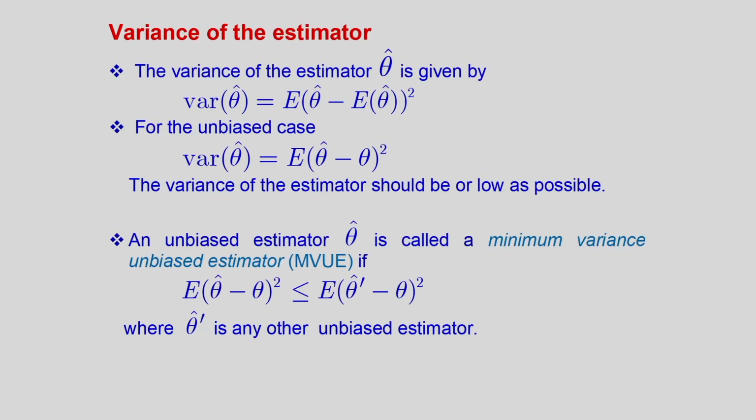So we considered the mean of the estimator, now we will consider the variance of the estimator. The variance of the estimator theta hat is given by this. Variance of theta hat is equal to E of (theta hat minus E of theta hat) whole square. That is the variance, the random variable and its mean. For the unbiased case, this variance of theta hat will be simply E of (theta hat minus theta) whole square, because E of theta hat is equal to theta.